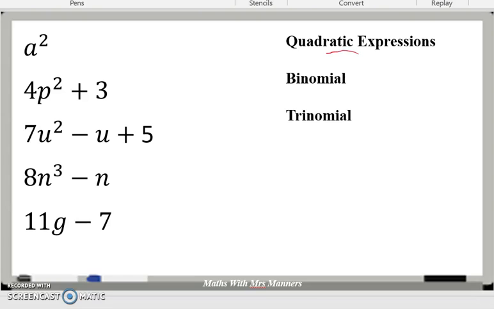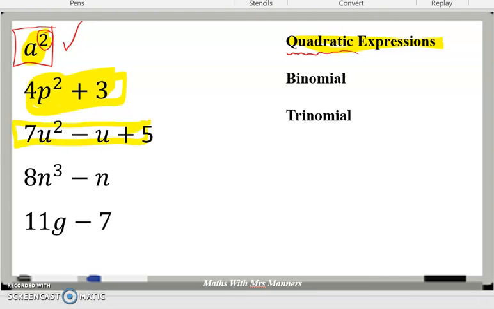Quadratic sounds more complex than it really is. When we hear the word quadratic, all it means is that the highest power in your expression has to be a 2. You can't have higher than a 2. You can have terms that have a power less than 2, but you must have a squared term. So this would be a quadratic expression. If I was going to color code it, the whole expression would be considered to be a quadratic expression.